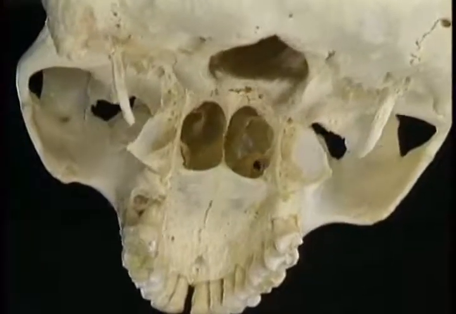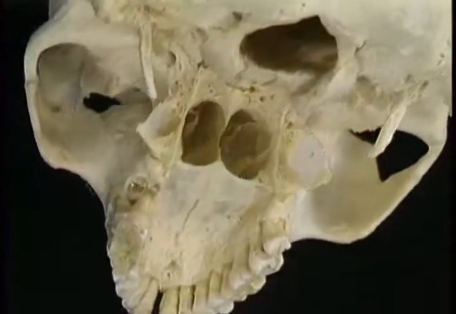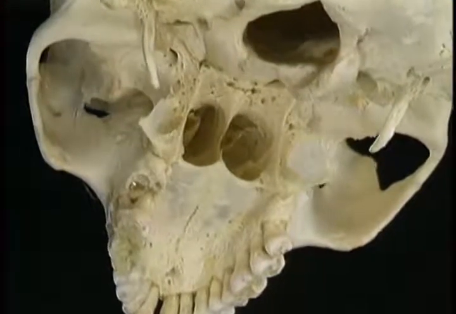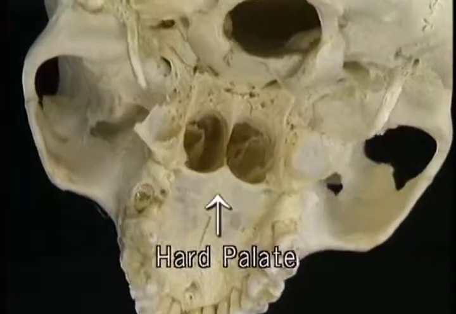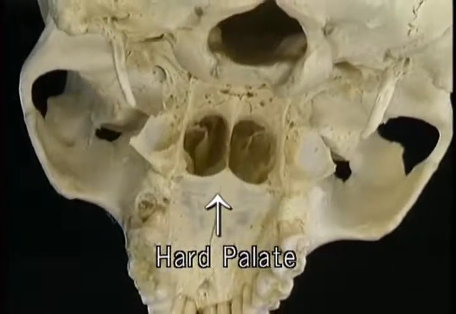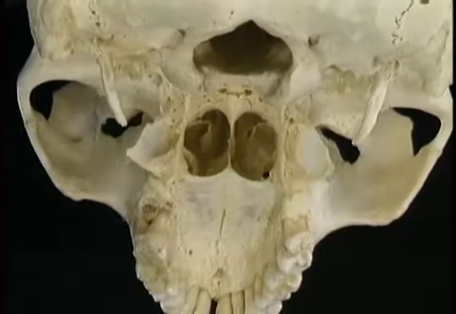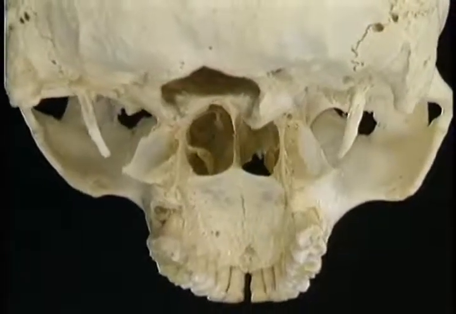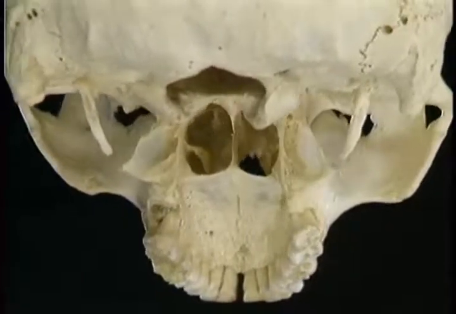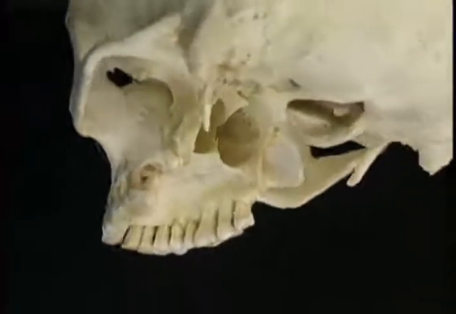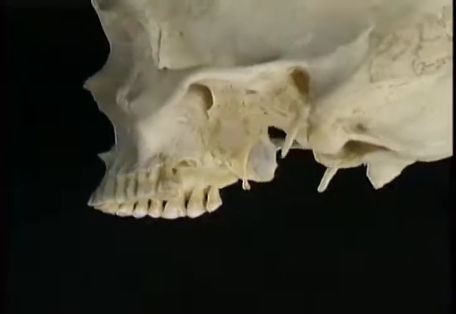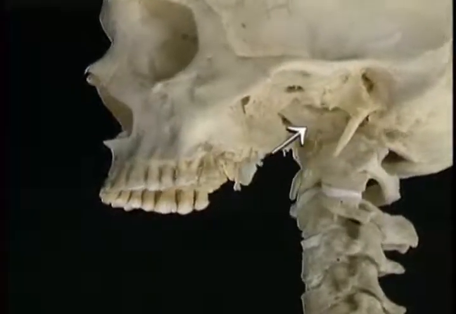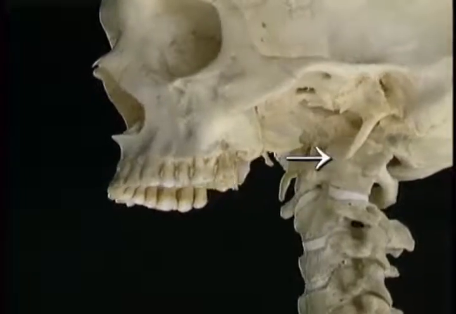Between the two medial pterygoid plates are the posterior openings of the nasal cavities, the posterior nares, or choanae. The hard palate forms the roof of the mouth and the floor of the nasal cavities. Here inside the nasal cavities are the conchae, or turbinate bones. We'll look inside the nasal cavity in the next section. The posterior nares open into the nasopharynx, which lies in the space between the medial pterygoid plates, the base of the occiput, and the anterior arch of the atlas vertebra.